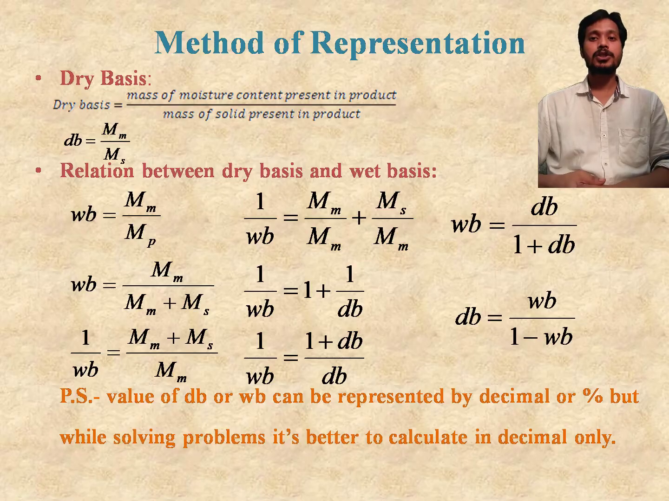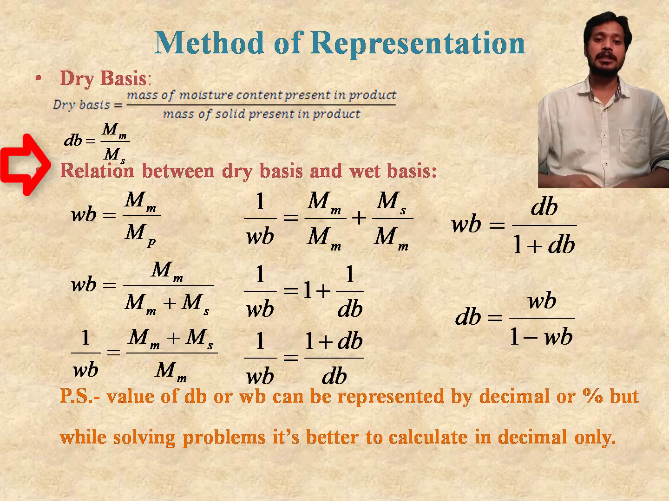So dry basis we can write as mass of moisture present in the product divided by mass of solid present in the product. Okay, so dB equals mm by ms, where mm is the mass of moisture and ms is the mass of solid. Now we'll find out the relation between dry basis and wet basis.